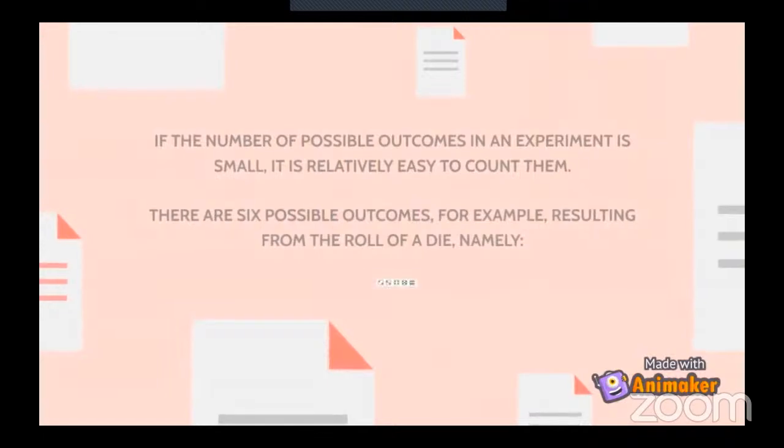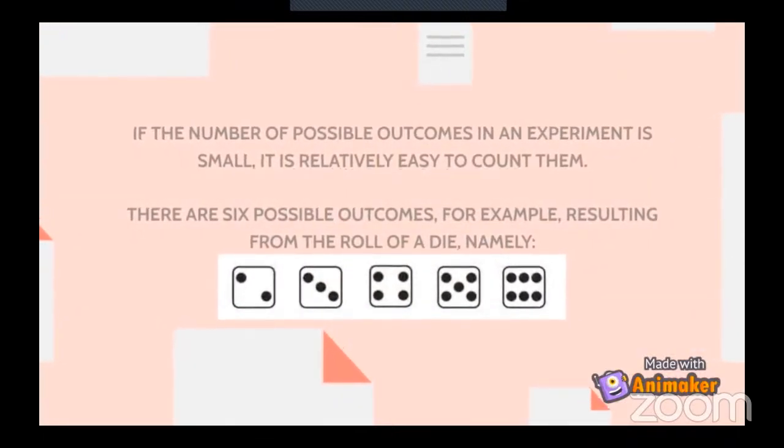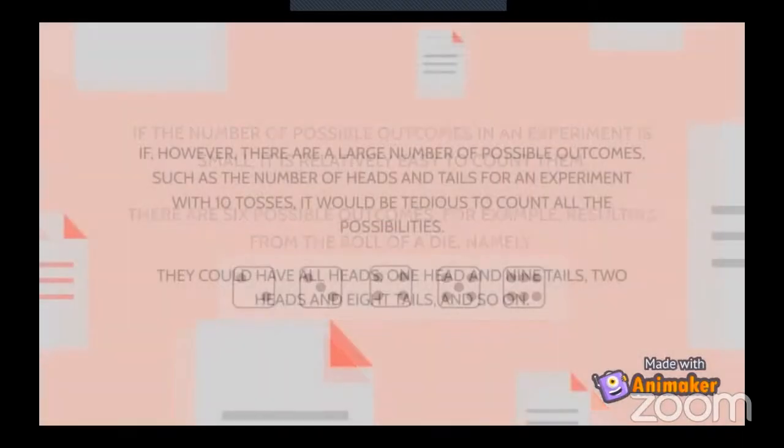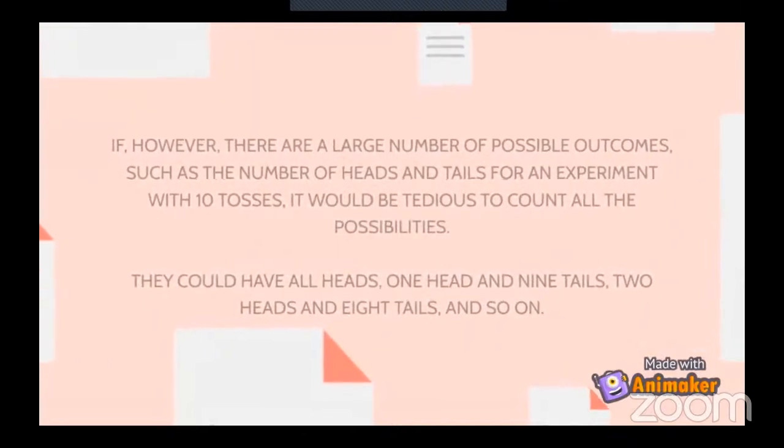The principles of counting. If the number of possible outcomes in an experiment is small, it is relatively easy to count them. There are 6 possible outcomes, for example, resulting from the roll of a die. However, if there are a large number of possible outcomes, such as the number of heads and tails for an experiment with 10 tosses, it will be tedious to count all of the possibilities.